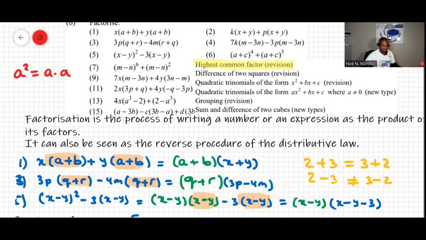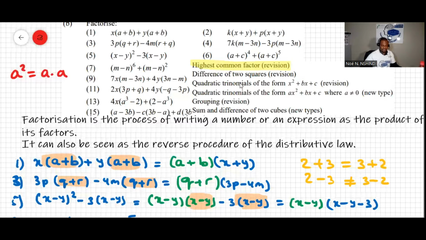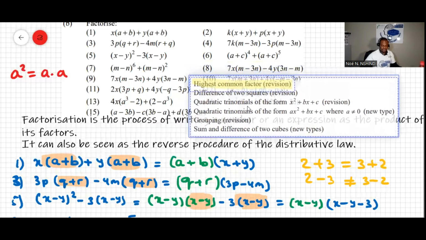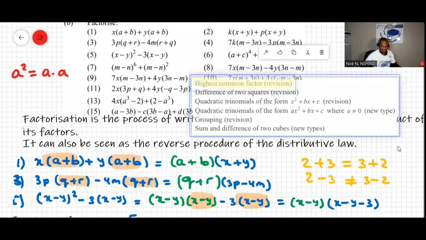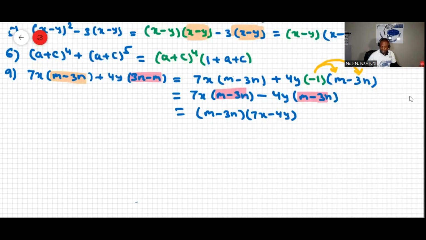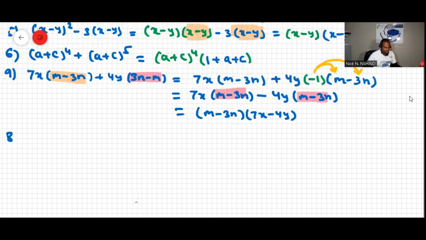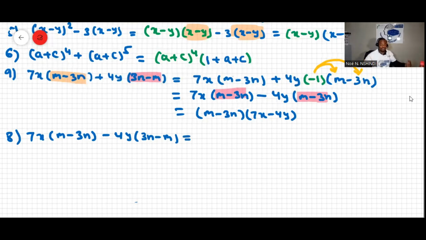Now let's see. Do you have another example? This is the way. Maybe I should do question 8 also. Question 8, so similar to question 9. Question 8 was 7x times m minus 3n minus 4y times 3n minus m. So over here, I won't go through all the steps I did here. I'll just do it straight. I'll say 7x, open bracket, m minus 3n.